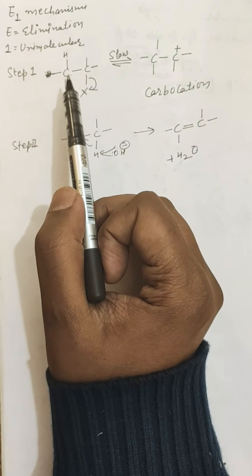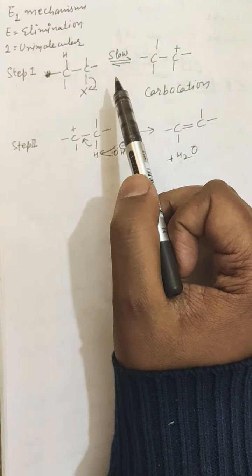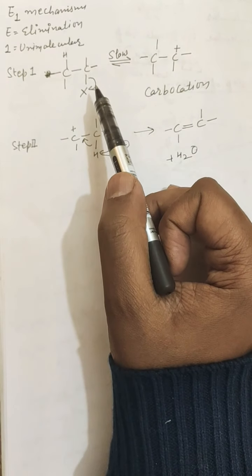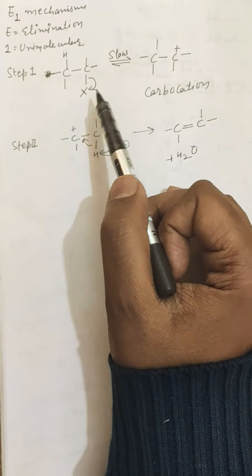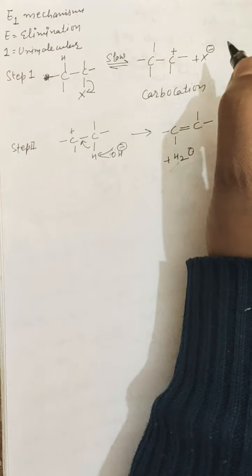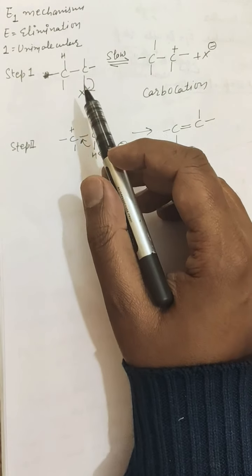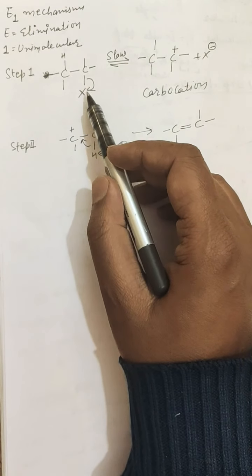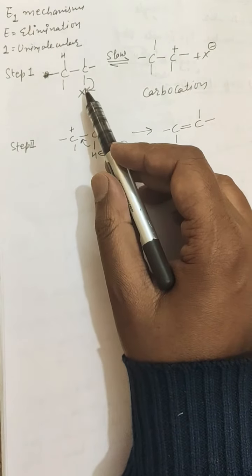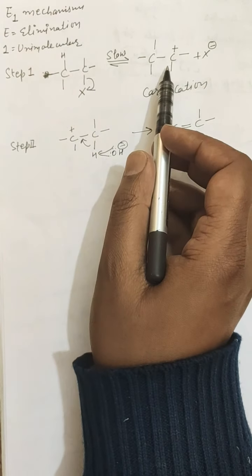And how does it proceed? In this E1 mechanism, the first step is the slow step, and it involves the leaving of the halogen group along with the pair of electrons. So this leaving group leaves the substrate along with its pair of electrons in this manner, and after leaving, the remaining substrate is converted into a carbocation.